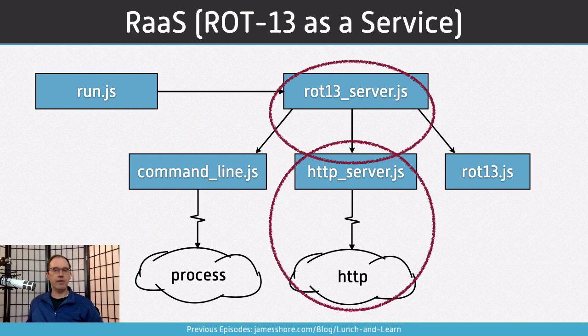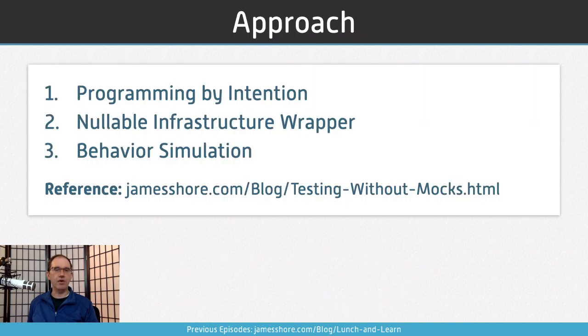So what we need to do is modify this code to support responses. And we're going to do this in the same way that we did last week. We're going to use programming by intention. We're going to build a nullable infrastructure wrapper, and we're going to use behavior simulation.